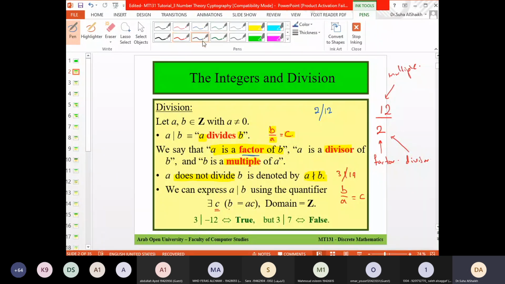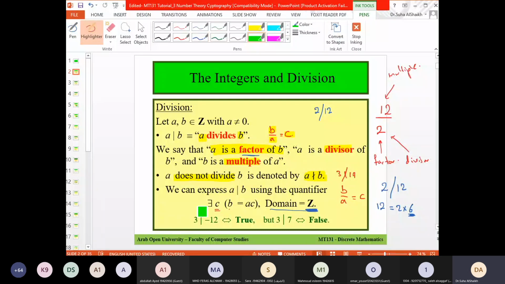It makes sense? الحين 2 divides 12 لأن ال 12 is 2 multiplied by 6. قدرت ألاقي 6 to be multiplied with the 2 to give me the 12. This, what does it mean? And طبعا the domain is Z. Okay, this is another way to refer to this.